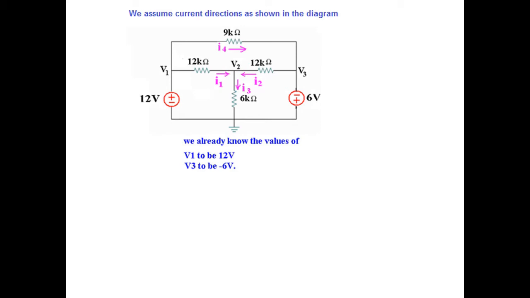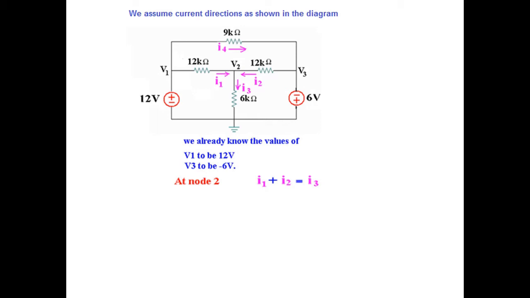For V2 we'll again follow the old technique that we have learned: we write the KCL equation and convert it in terms of voltage. So here I1 is entering, I2 is entering and I3 is leaving. So I1 plus I2 is equal to I3 is the KCL equation at node 2.